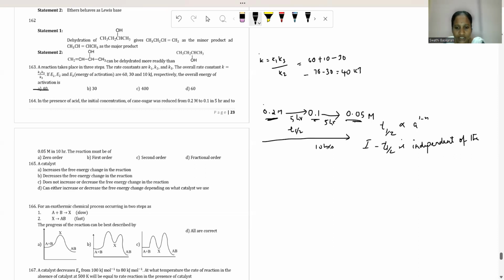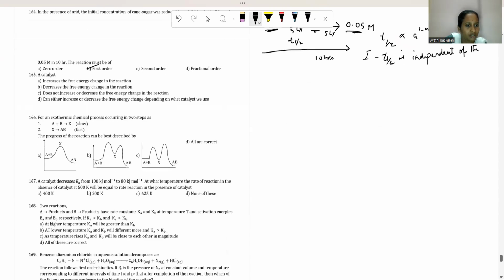So what does it mean? Whether you take 0.2 molar to 0.1, becoming half, it is taking 5 hours only. And even assuming 0.1 to once again half of its concentration is also taking 5 hours, this is in relationship with first order T half, which is independent of the initial concentration. So option B is correct.